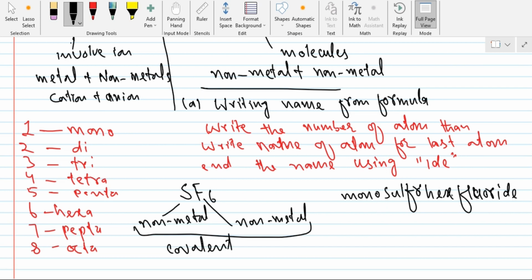As I said, for the first atom we may ignore 1. So this name is correct, as well as sulfur hexafluoride. This should also be fine. Sulfur hexafluoride.